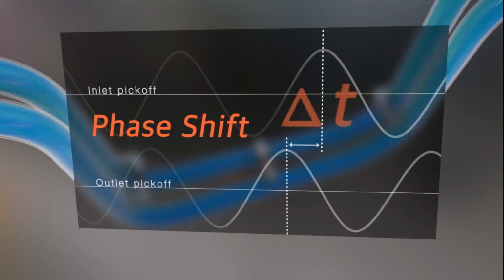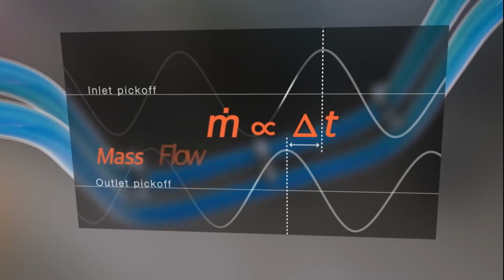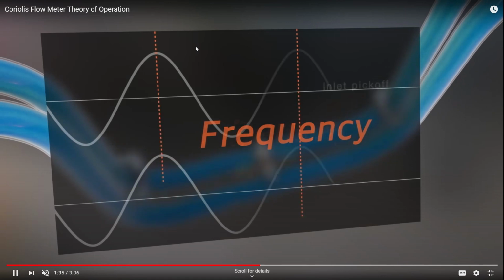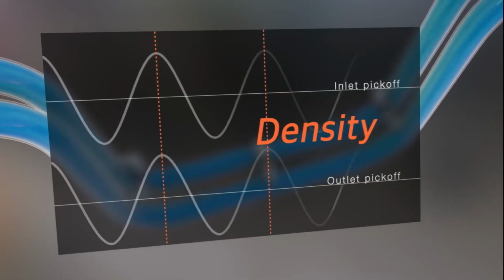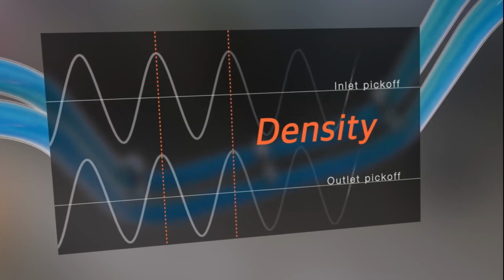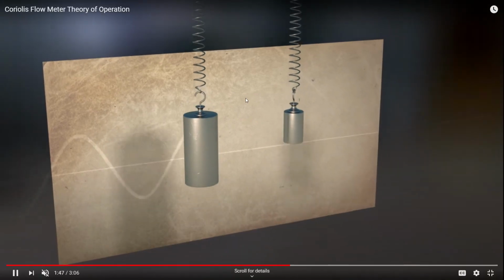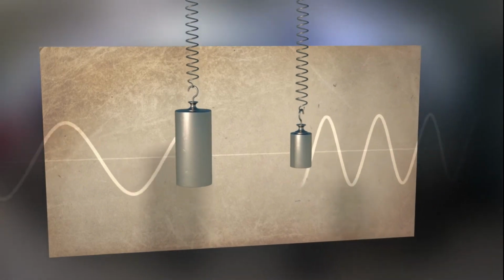Now by finding this phase shift, I can find delta t. I know that the acceleration is proportional to the delta t, so I can find the mass flow rate. Then I can get the density by using the frequency. I know the delta t now. Just find the frequency by converting this delta t, 1 over the time, and it gives me the resonance frequency.